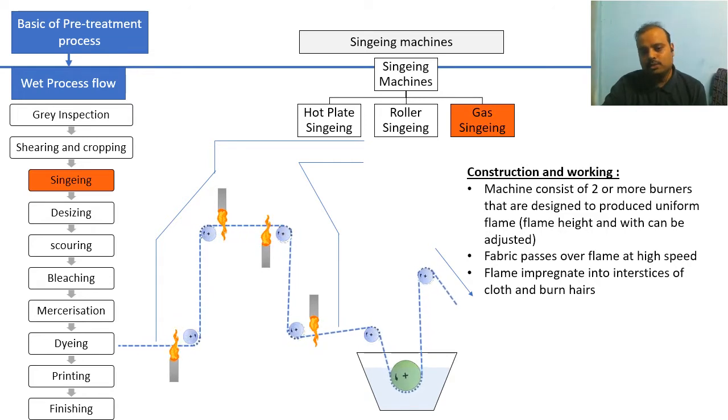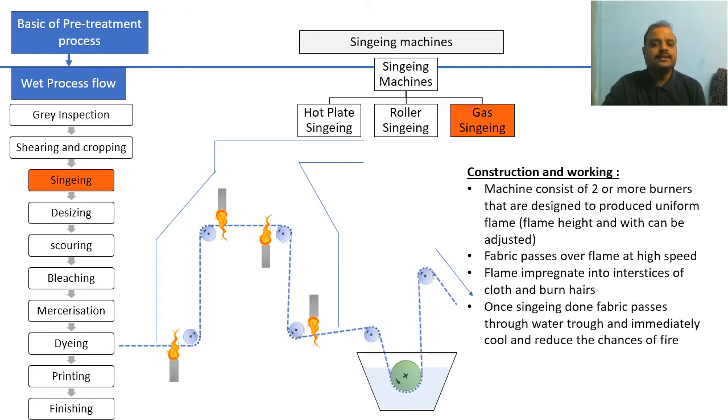Now when the fabric passes over the open flame, the fibers or the hairiness present on the surface are burnt out, and not only that, the fibers present inside the interstices between the warp and weft also get removed or burnt out completely. Why? Because the flame can impregnate or penetrate directly into the fabric, so the spaces or voids between the warp and weft are easily penetrated, and the hairiness present in the interstices gets burnt out easily.